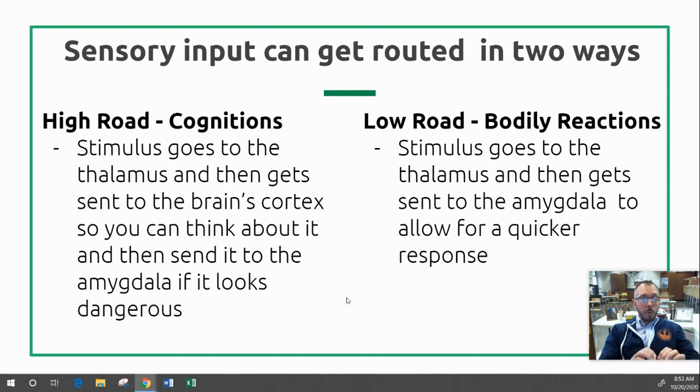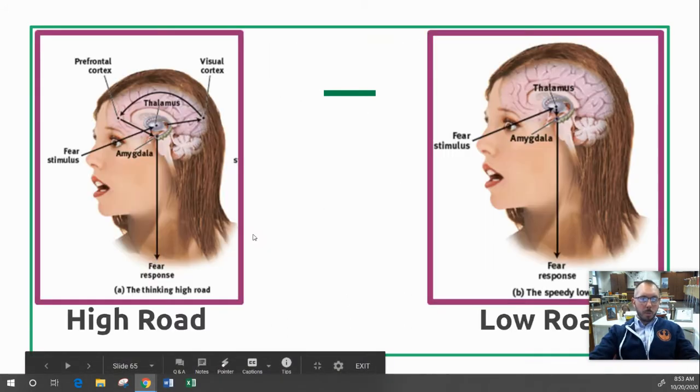The low road is when the stimulus goes right from the thalamus right to the amygdala and then right back to the thalamus to activate your SNS. That's the low road. That's your bodily reactions. That's going to be some more of your basic emotions. Okay, now we've got all the players. We've got body reactions, we've got facial features and expressions, and we've got cognitions. We also know the neural route that all of this stuff follows. Now we can start to put it all together.